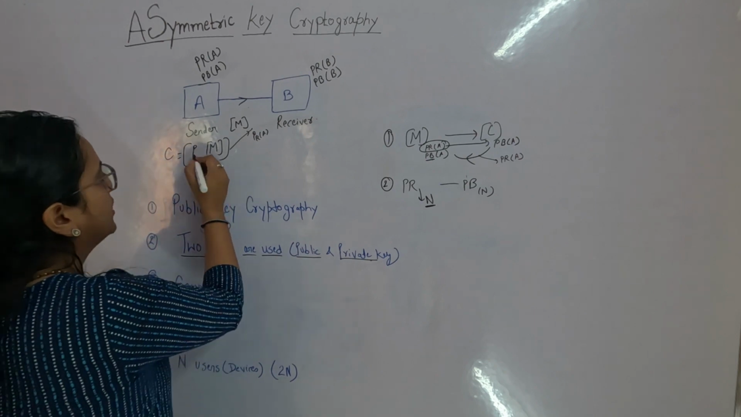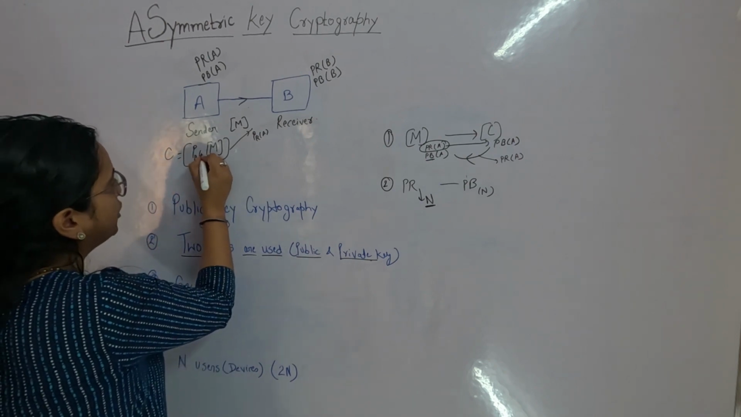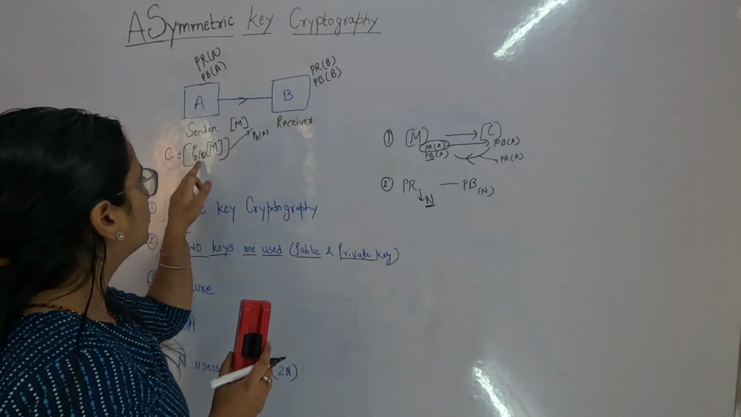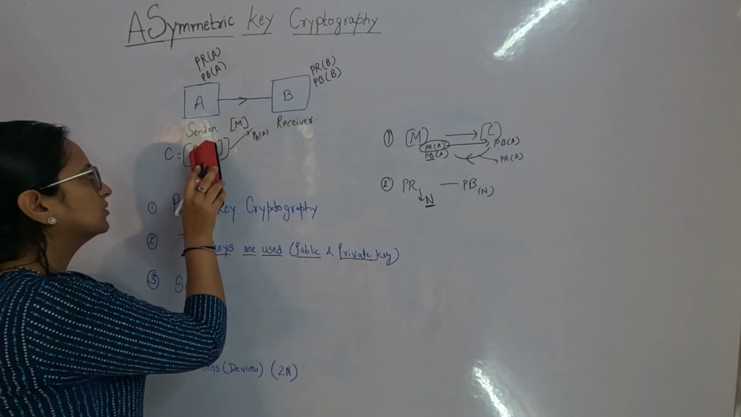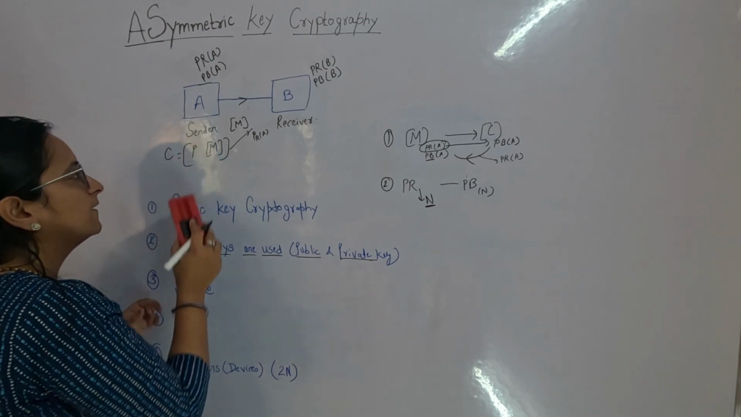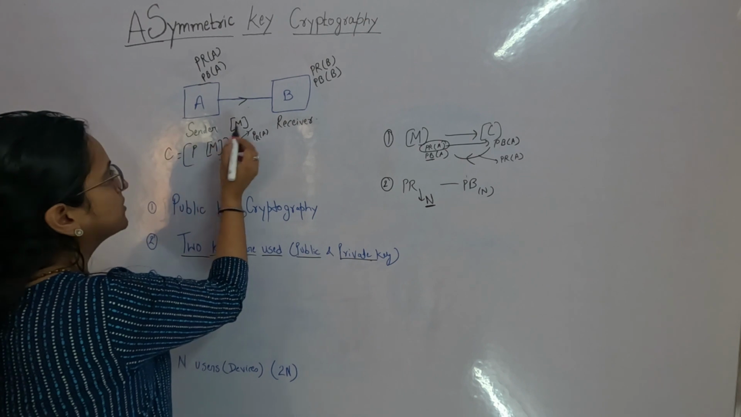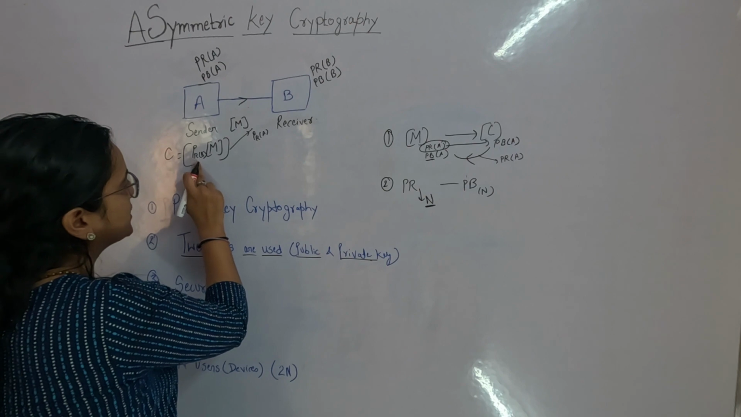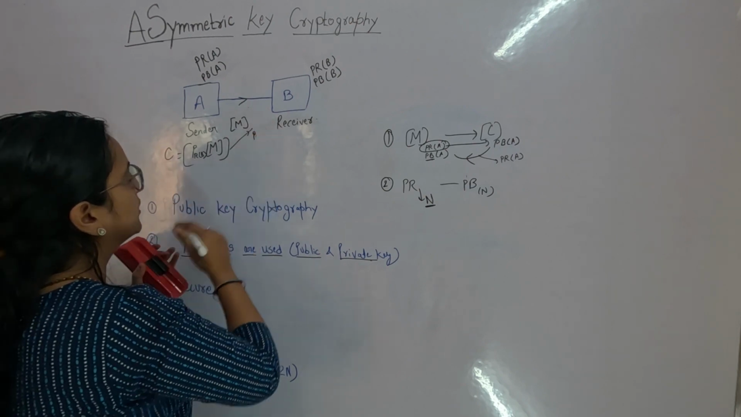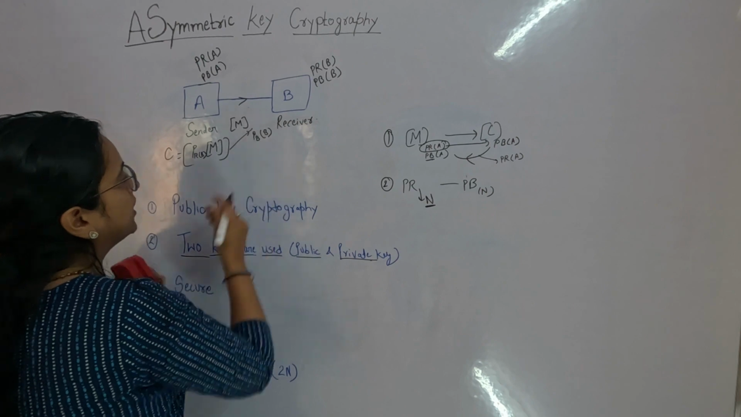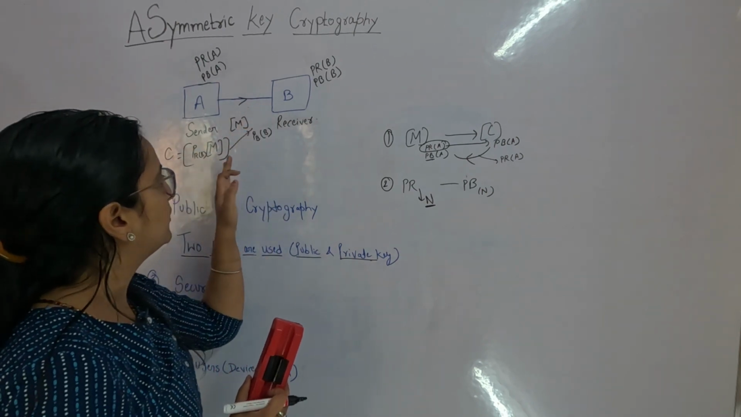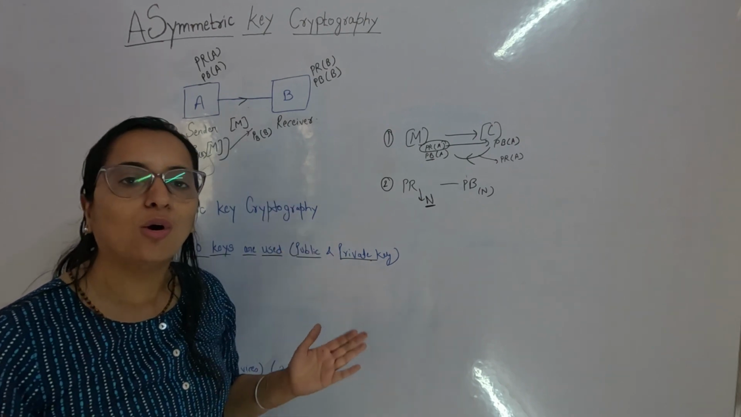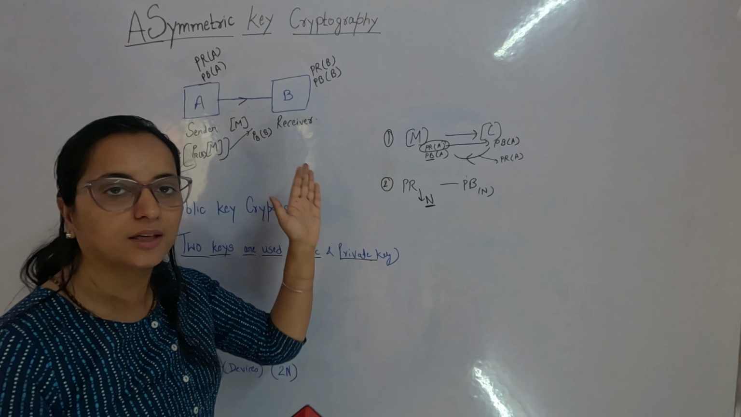Now we can see with these two keys. Let us suppose I encrypt this message with the private key of B. Now this message can be decrypted with the public key of B. But this public key of B will be available to all the users, so any third party user can also decrypt it easily.